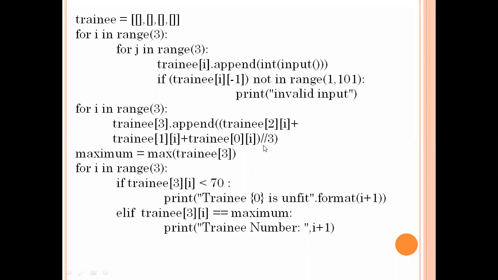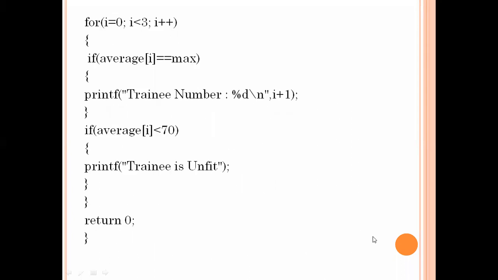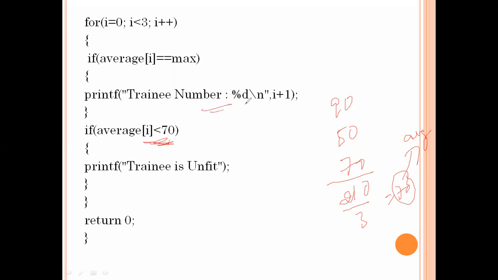Now write that same program. Suppose here, you see that for trainee 1, we enter the oxygen level values as 90, 50 and 70. So the sum is 210, divided by 3. 70 is the average. So this condition is not satisfied. That means the trainee will be selected.